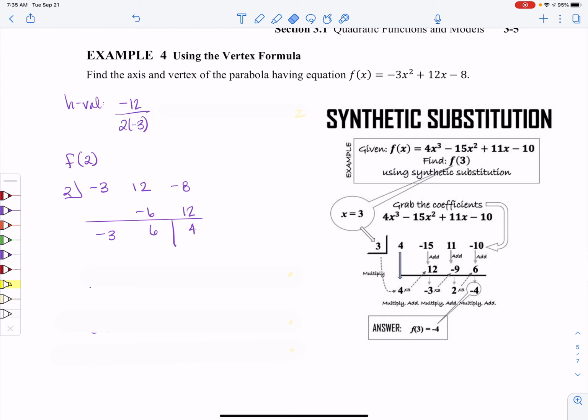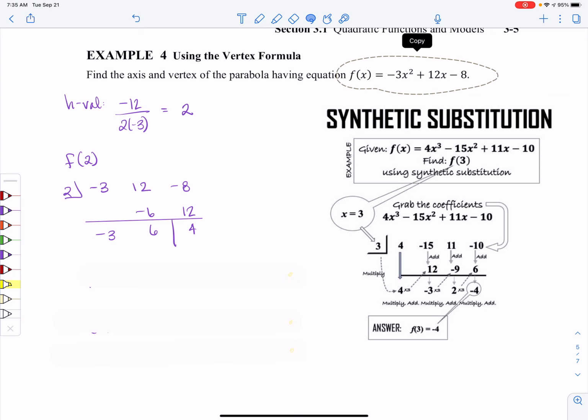And so negative b over 2a is going to be negative 12 over 2 times negative 3. And you clean that up and you're just going to get 2. Well, now that I have my h value of 2, all I need to do is plug that in to the original equation to be able to get my y value.